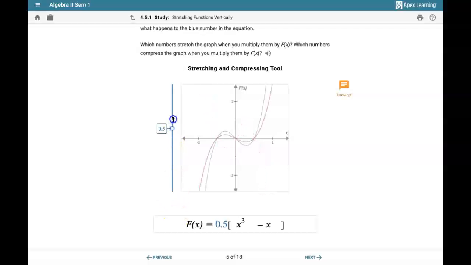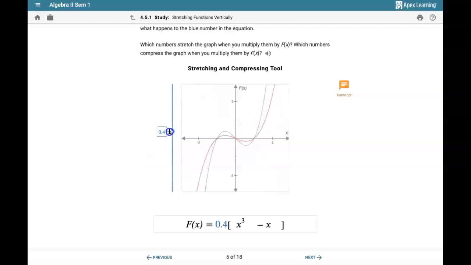So in general, anything above 1, positive 1 or negative 1, anything larger in those directions, is going to give us this stretching function. Anything between 0 and 1 is going to result in this compression.